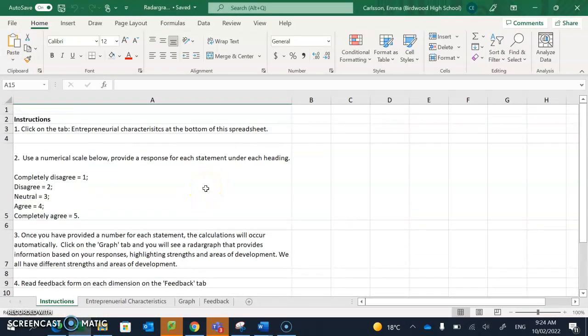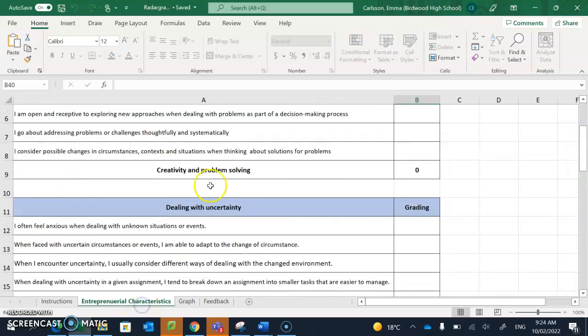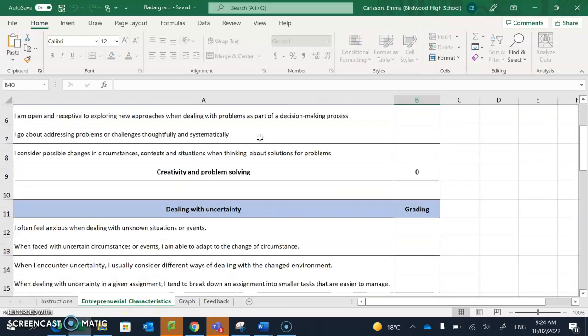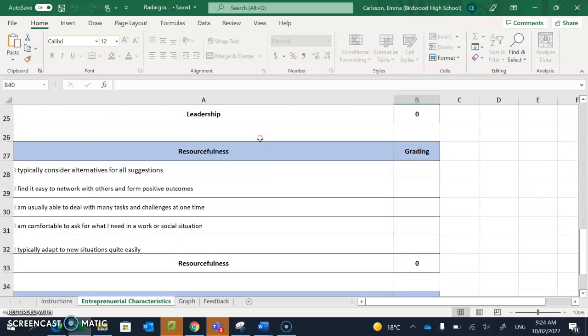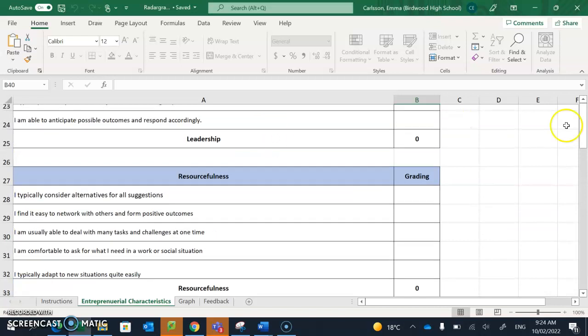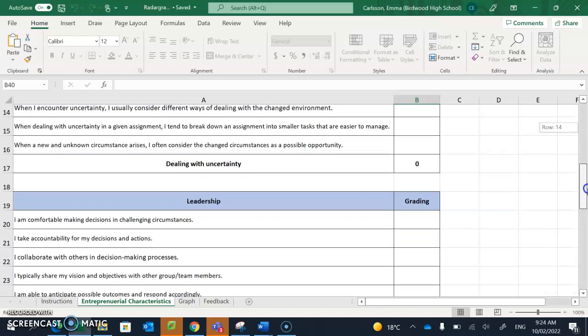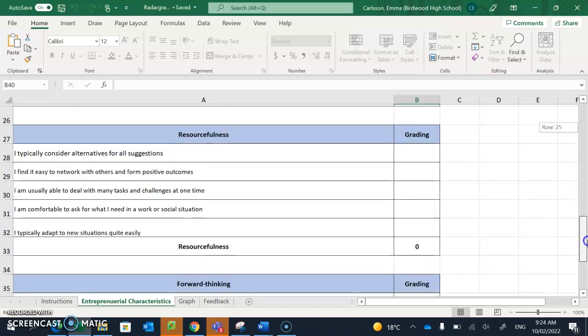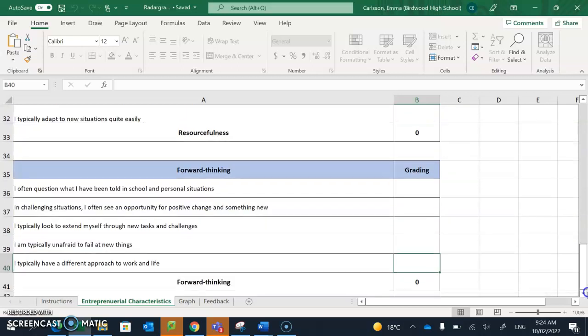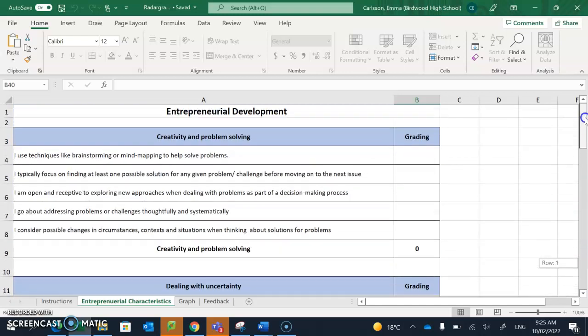Basically, it looks like this when you open it up. It's attached to Daymap as one of the links. You're going to get a range of questions here, and they all relate to characteristics of an entrepreneur. So we talk about creativity and problem solving, dealing with uncertainty, so being flexible, leadership, resourcefulness, so being able to use resources and make the most of them, and forward thinking. We consider them to be strong characteristics of entrepreneurs or innovative thinkers.